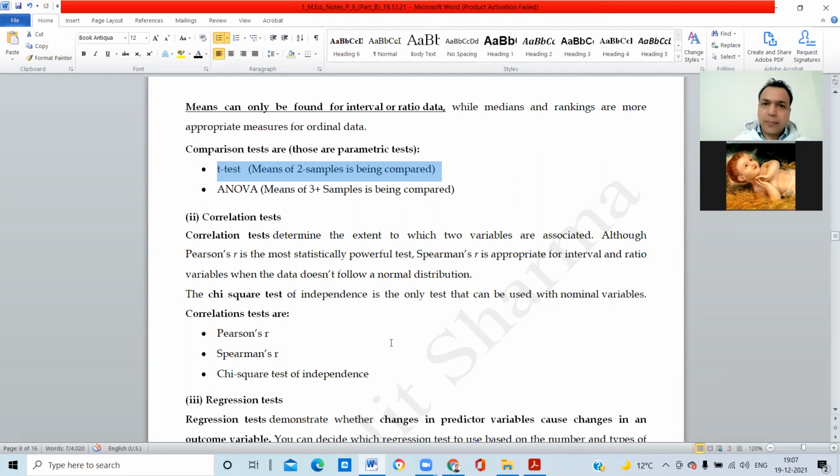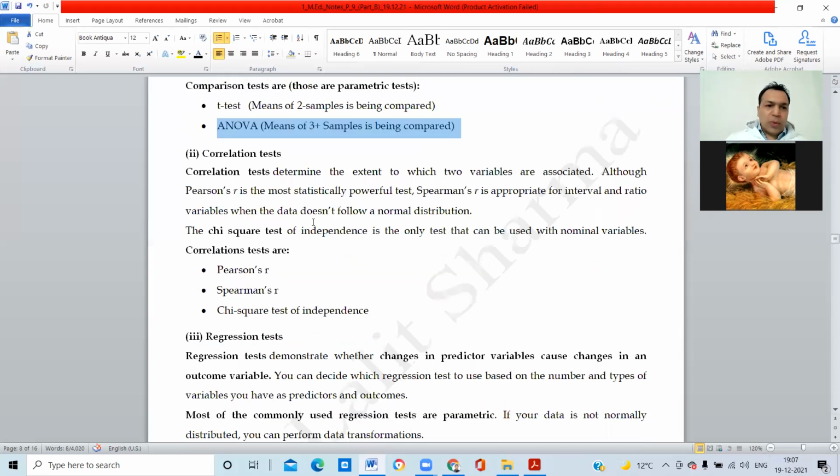Always remember, when there are more than 3 cases, then you use the ANOVA. ANOVA means analysis of variance. It means a 3+ sample is being compared, right? So you have come to know about the t-test and ANOVA. That comes under comparison tests.